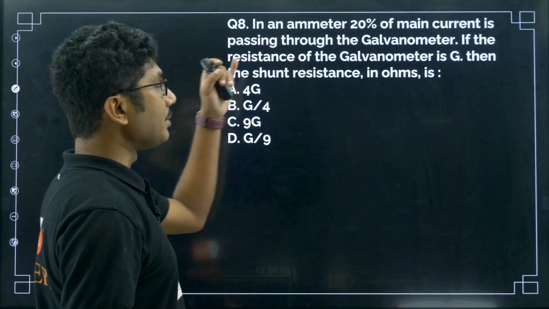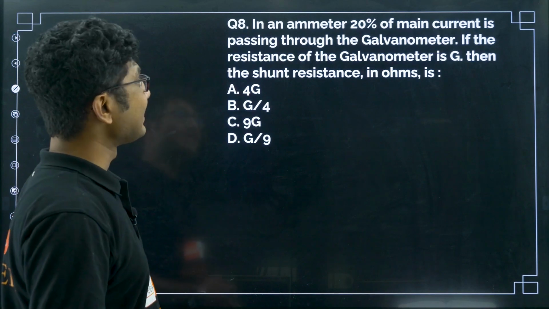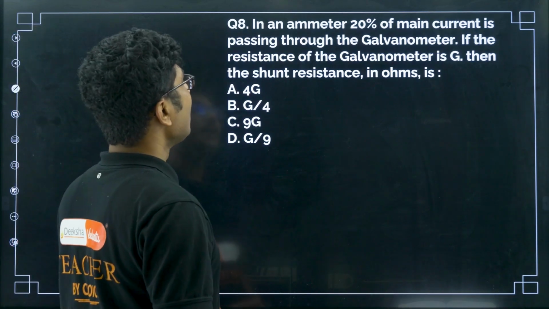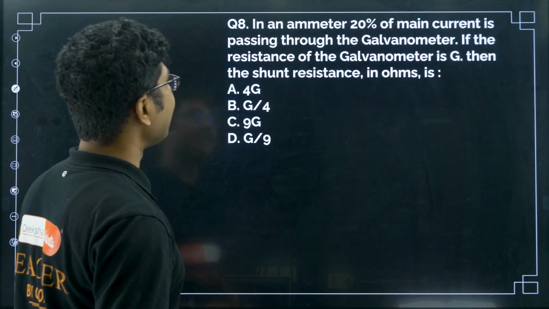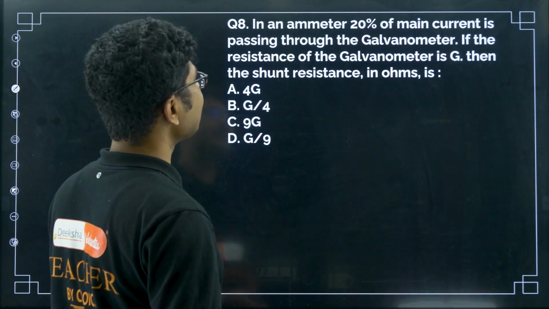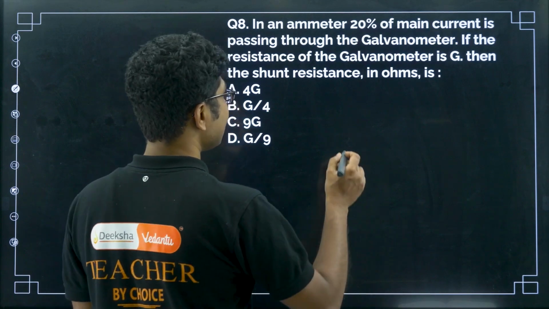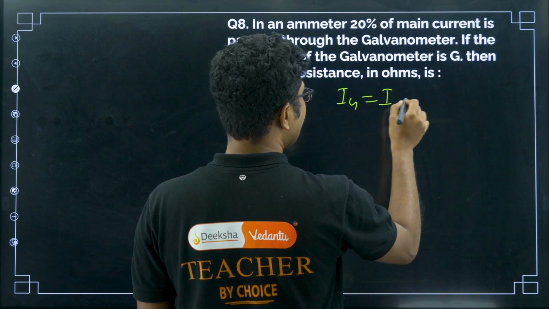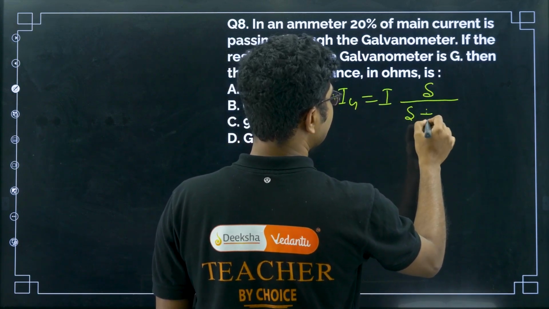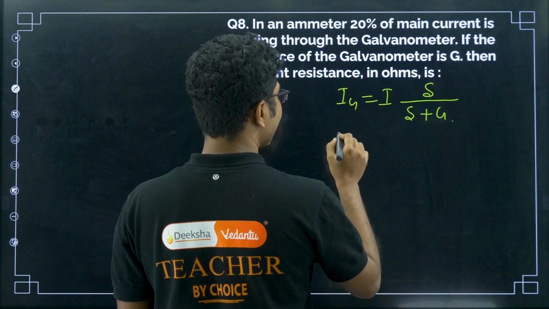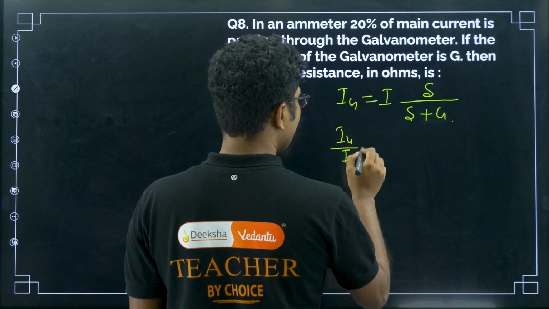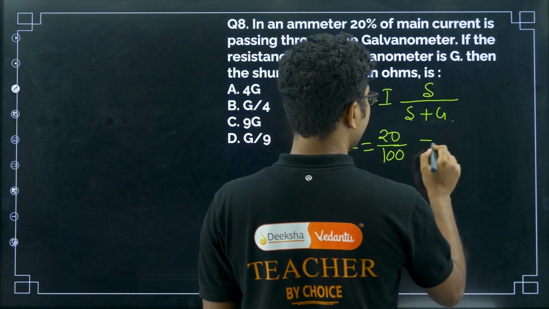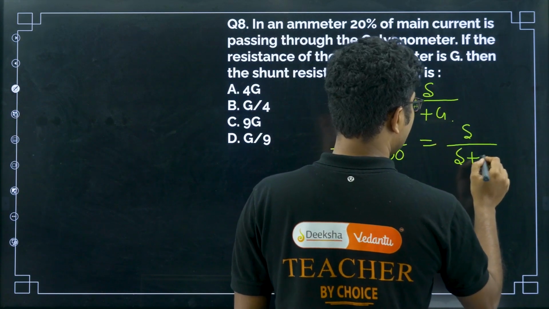Now this is also a similar question to question number 6, but a little bit different. Here we are finding in terms of symbolic values. In an ammeter, 20% of the main current is passing through the galvanometer. If the resistance of the galvanometer is G, then the shunt resistance in ohm is. So same concept. Ig is equal to I times S divided by (S plus G). Okay. So 20% is flowing. So Ig by I should be 20 by 100, that should be equal to S by (S plus G).